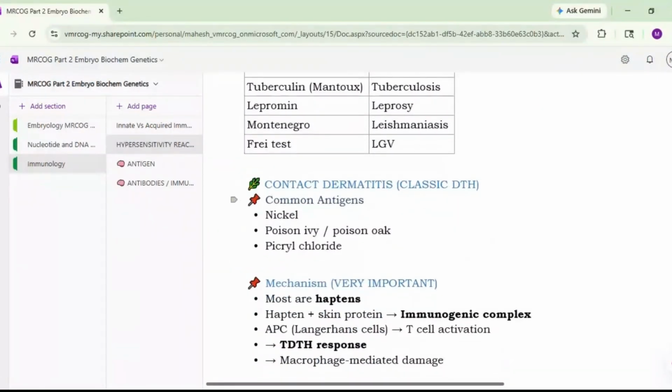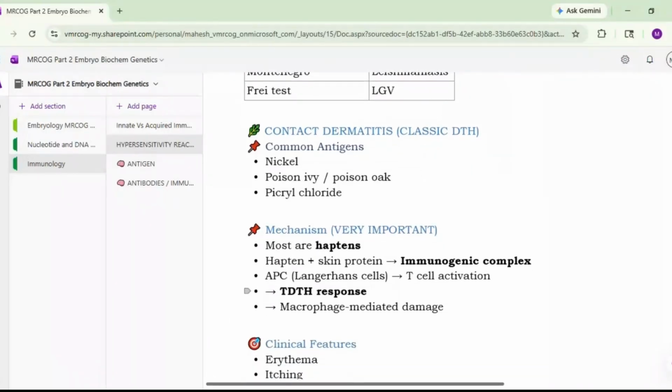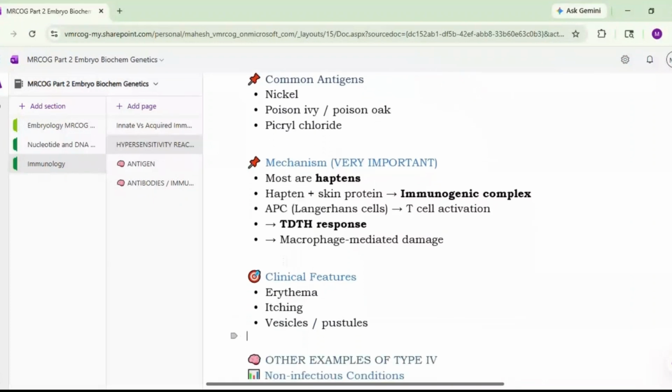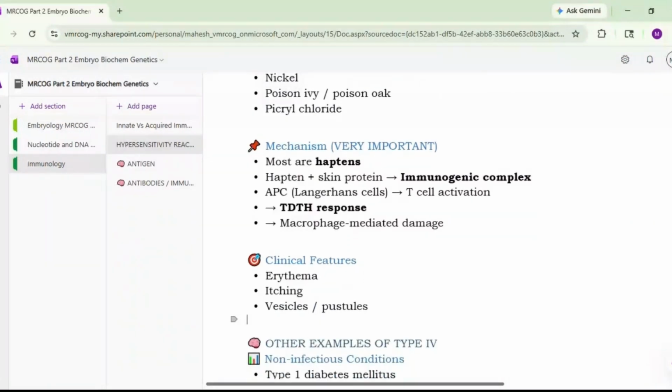Then contact dermatitis. In contact dermatitis, common antigens are nickel, poison ivy, poison oak, picryl chloride. Contact dermatitis is also type 4 type of hypersensitivity reaction. Here the mechanism is important. Most of these are haptens. These haptens will join with the skin protein and form an immunogenic complex, and the antigen processing cells or the Langerhans cells will cause T cell activation. Then there is a TDTH response, and then further there will be macrophage mediated damage. Clinically, there will be erythema, itching, vesicle, pustule, etc.